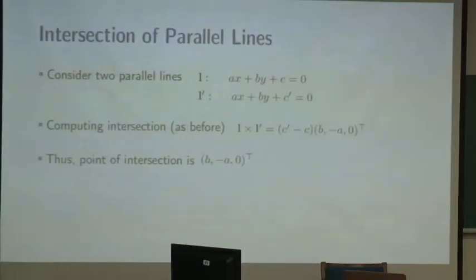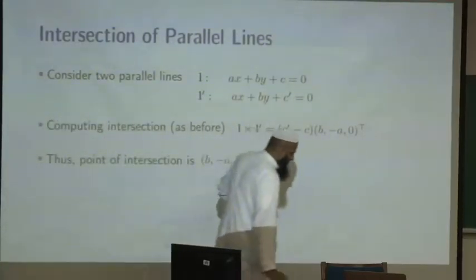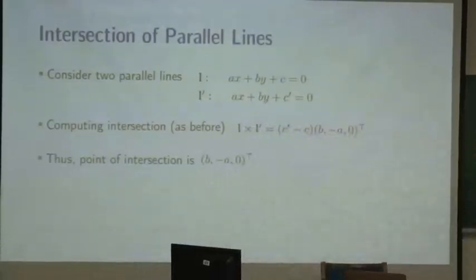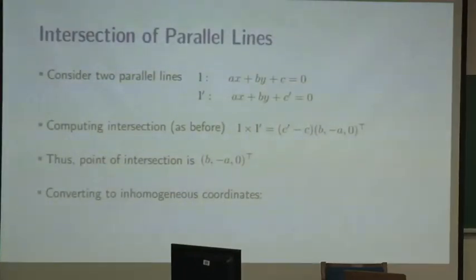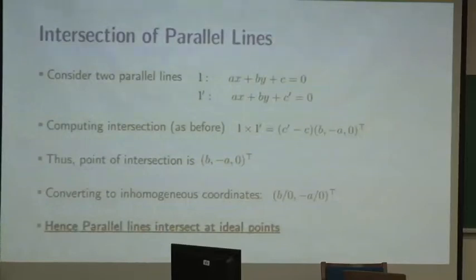And here C C prime and C C prime, so C minus C prime is something I can take common out of this, because this is B and B, this is A and A. So minus A and minus B and minus A. This is what we wrote here. Alright? Okay, so I can convert this to inhomogeneous coordinates if I want to. So it's B over 0 minus A over 0. That's the inhomogeneous equivalent, which is a point at infinity.